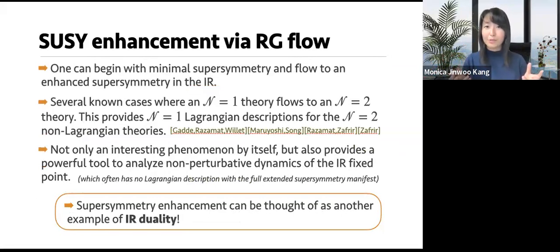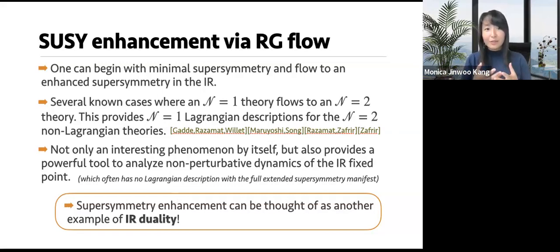But today, what we're going to do is use specifically the other renormalization group flow. So we can begin with the minimal supersymmetry, N equals 1, and flow to an enhanced supersymmetry in the IR. Now, enhanced supersymmetry then involves N equals 2 to 4 that we can have in 4D. And there are several known cases that are constructed from an N equals 1 theory flowing to an N equals 2 theory. And usually for these cases this provides effectively the N equals 1 Lagrangian descriptions that we can utilize for the N equals 2 non-Lagrangian theories that have been notably studied in these 4 papers and several others.